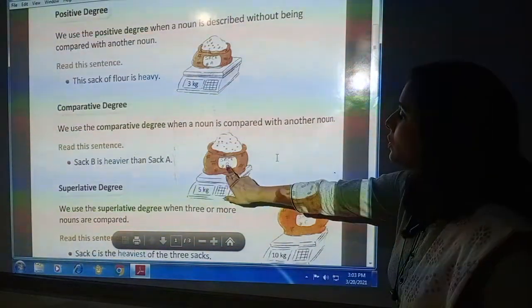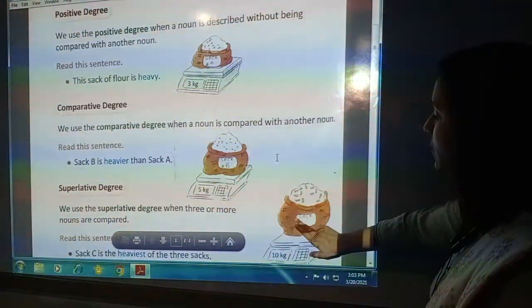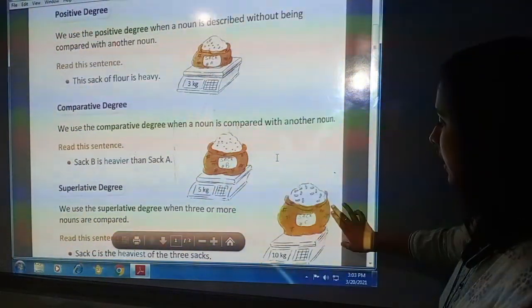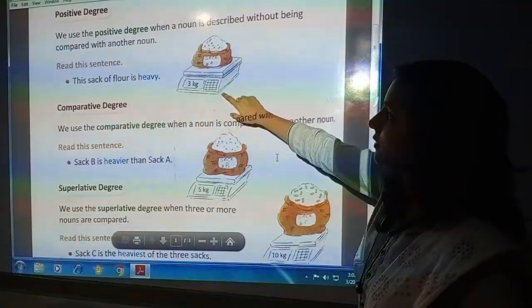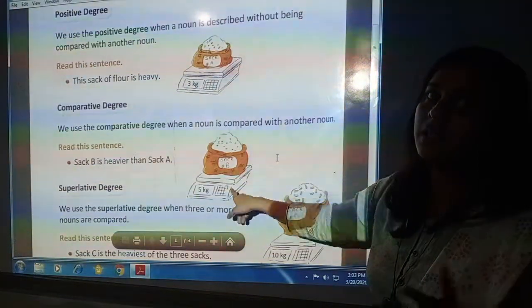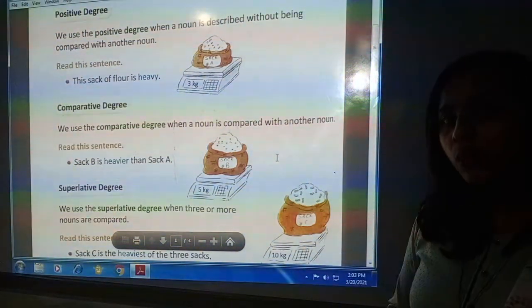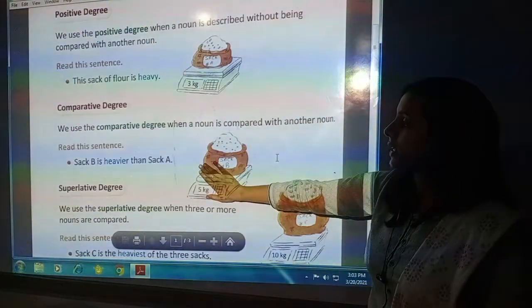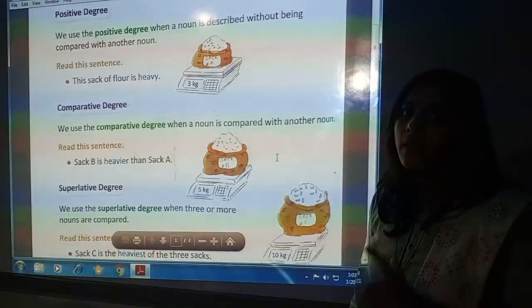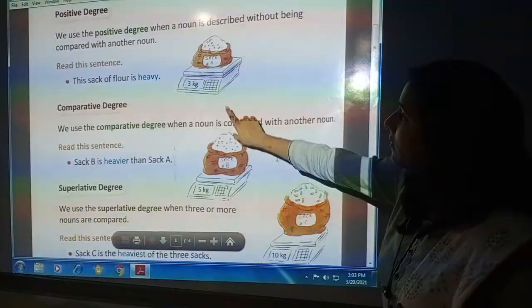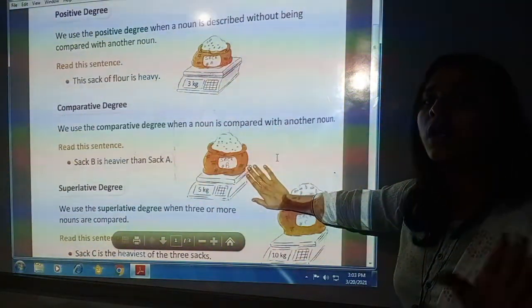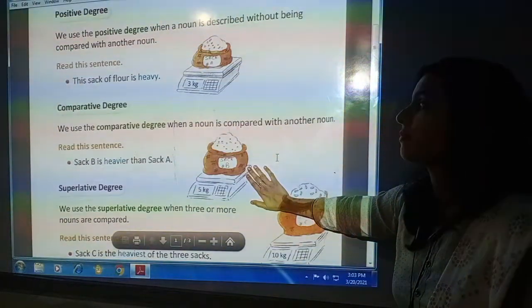So here you can see two sacks. Sack A is of 3 kg, sack B is of 5 kg. That means sack B has more weight. So here we can say that sack B is heavier than sack A. Heavier means it is more heavy than sack A. If sack A is 3 kg, then sack B will have more weight, more than 3 kgs.